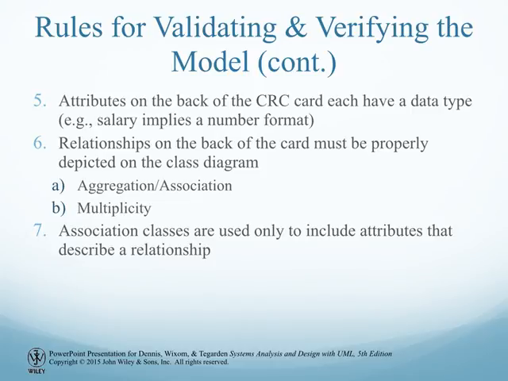And then just as a key point for all of this verifying, the association classes are only used to include attributes that describe the relationship between the other classes. So the association classes, like the appointment class, for example, is only describing the information that both the patient and the doctor need to know. That's the purpose of being there.